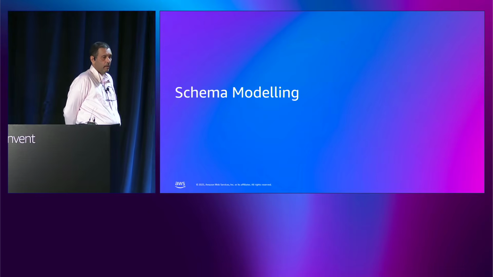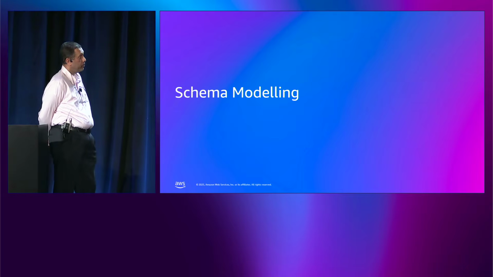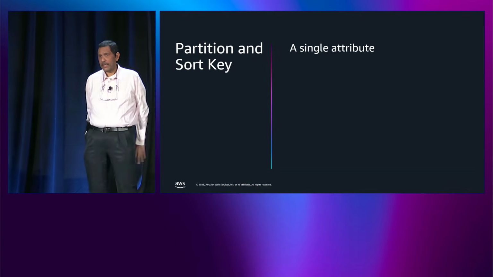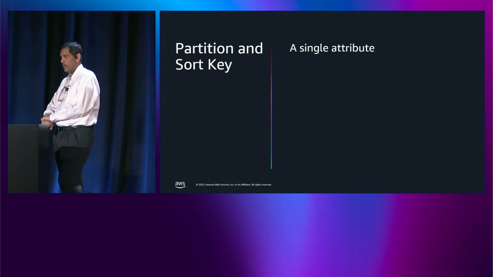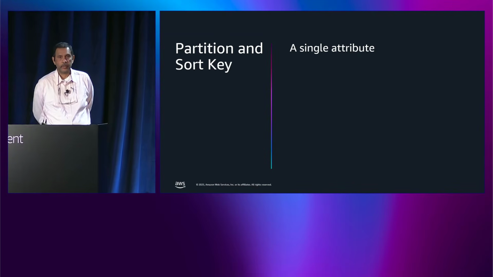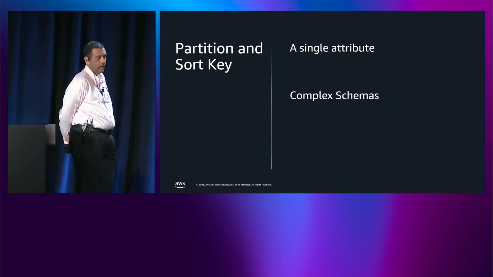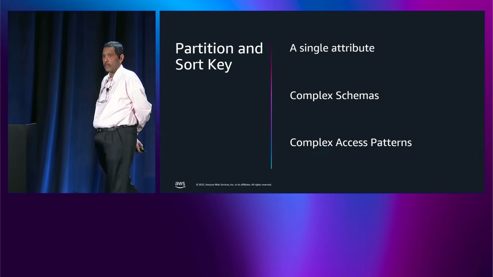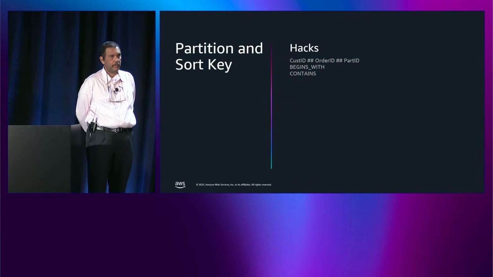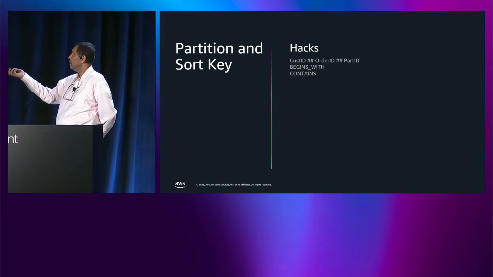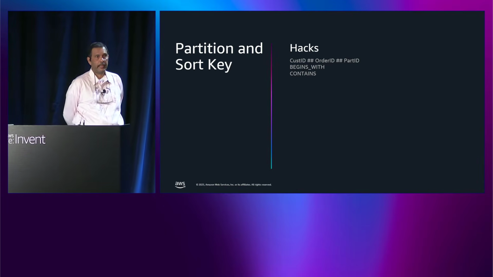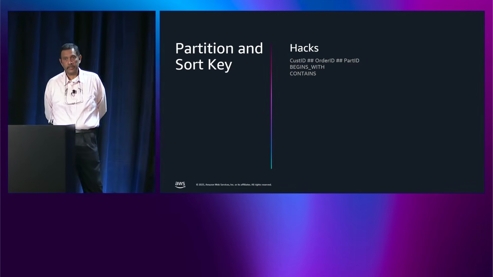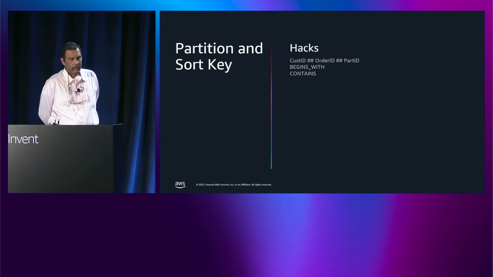One thing which I will mention very briefly, I said partition key and sort key. In the past, like up until a week ago or so, a partition key and a sort key were a single attribute, which meant that if you had a complex schema, it became a little bit hard for you to model that. So we had customers who needed to do these funny things, like this hack where you put a customer ID and an order ID and so on, and then use begins with and contains and so on the sort key. All very hacky.